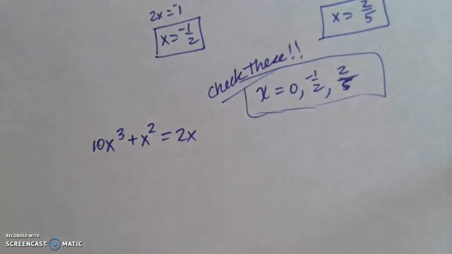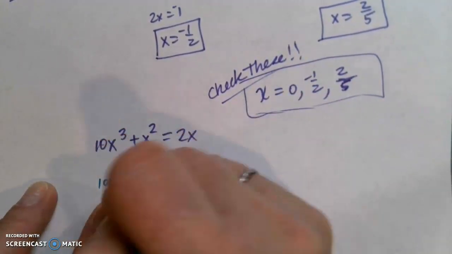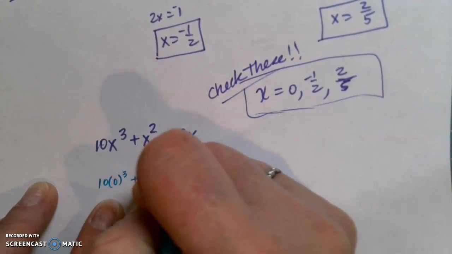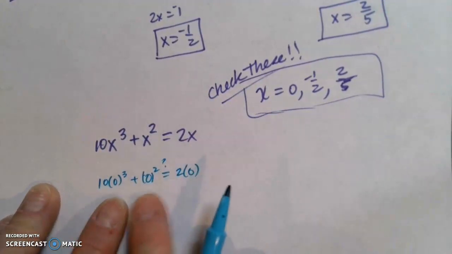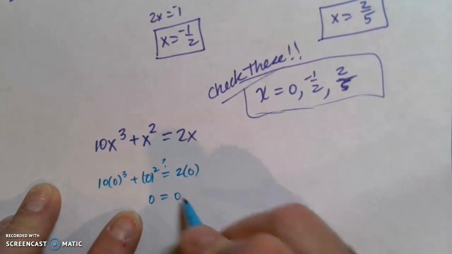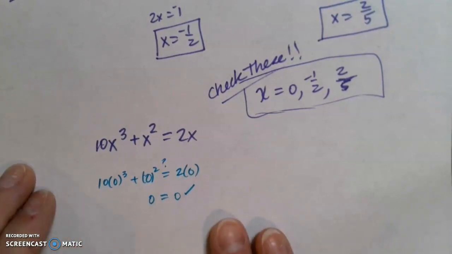And we'll just go through and substitute each of those in and see if we get the same thing on both sides. Now, 0 is a really great one to have because when we plug 0 in here, we get 10 times 0 cubed plus 0 squared equals 2 times 0. Of course, all this stuff is just going to be 0, and that will be 0. So yes, x equals 0 is a solution to this equation.